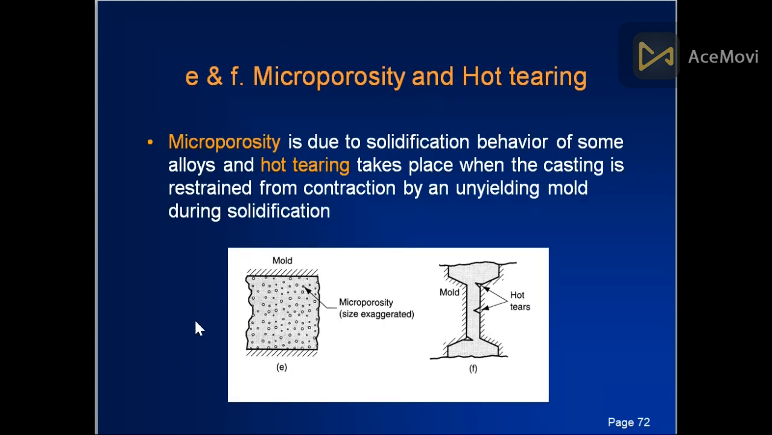Microporosity is basically small-level porosity, with pores and bubbles. The size is exaggerated here. These are actually so much smaller. And hot tearing is basically where the tearing starts from.